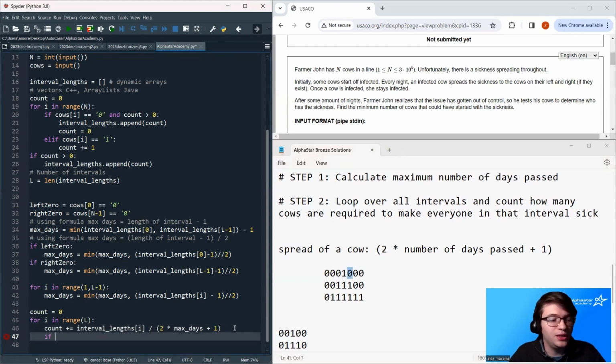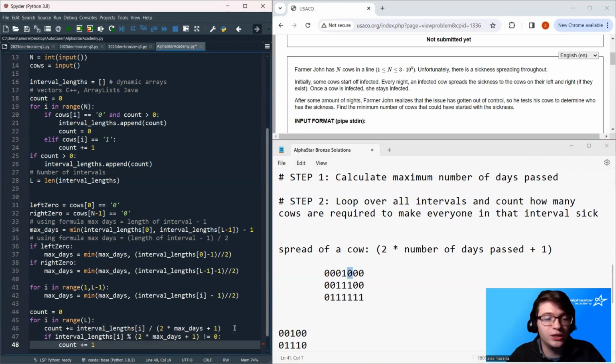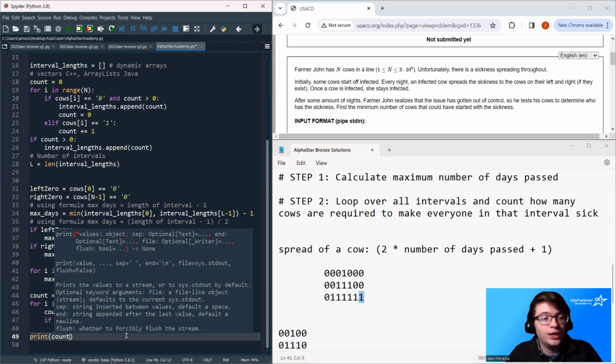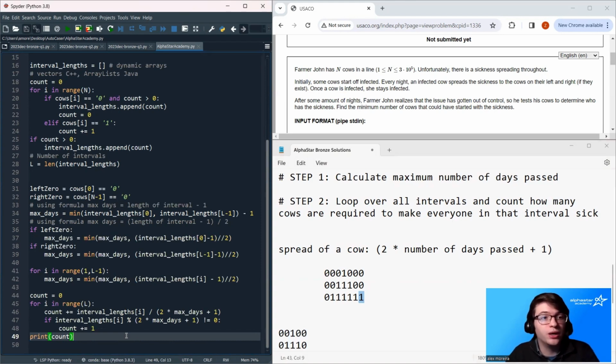Easiest way to round up is if interval length I is not divisible by the spread of the cow, so that's just 2 times the max day plus 1, then we should increase it by 1. So count gets increased by an additional 1. If it's not perfectly divisible, then we increase that count by 1 to make sure that whatever portion's left over is being accounted for by some cow. And then we print out the count, and we are ready to debug our program.